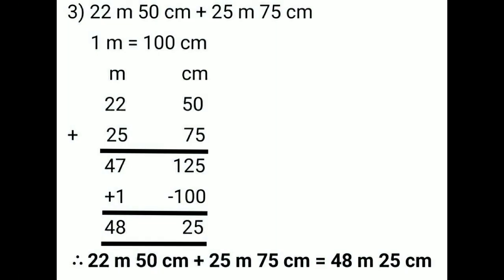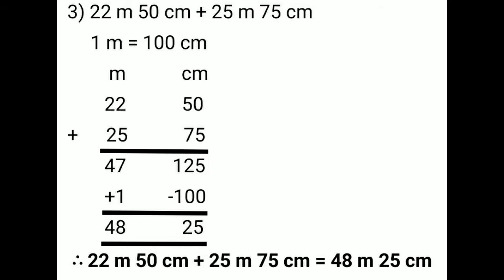Sum number 3. 22 meter 50 centimeter plus 25 meter 75 centimeter. So the bigger unit here is meter. So 1 meter is equal to 100 centimeter. On adding 2250 and 2575, we get the total 47 under meter and 125 under centimeter.